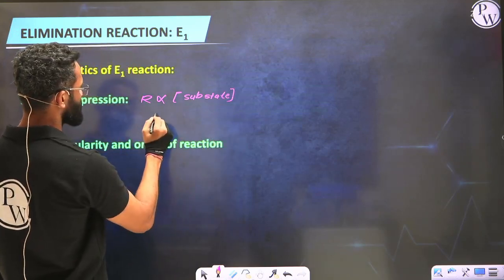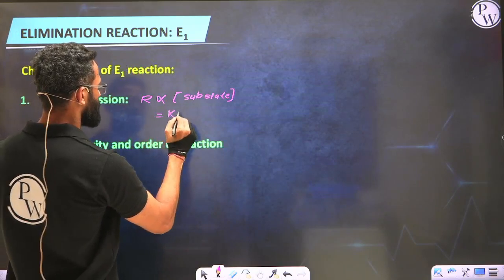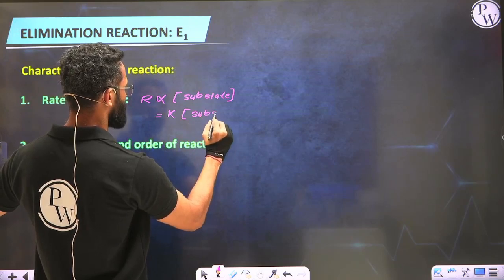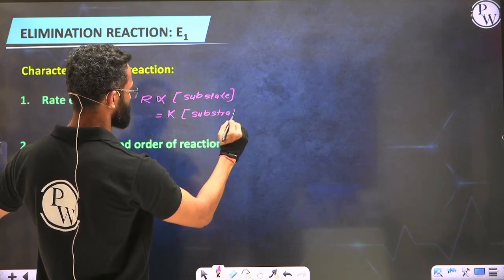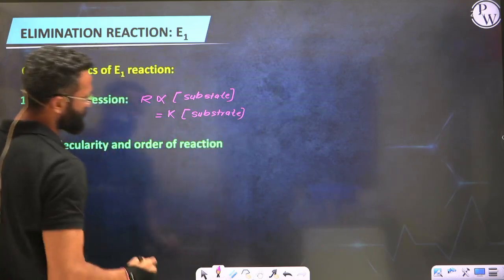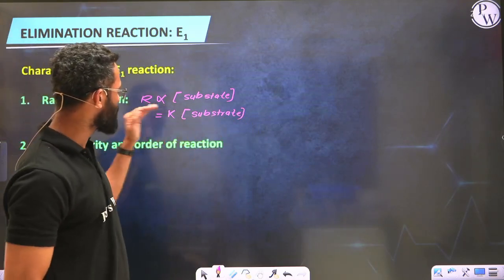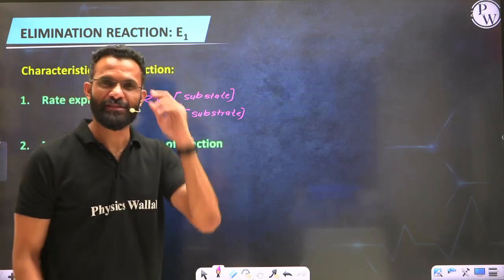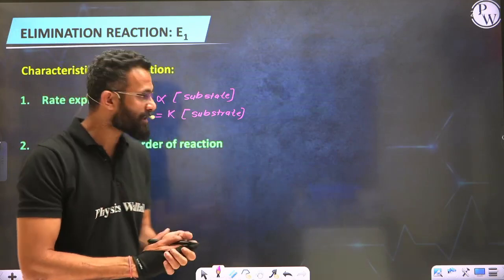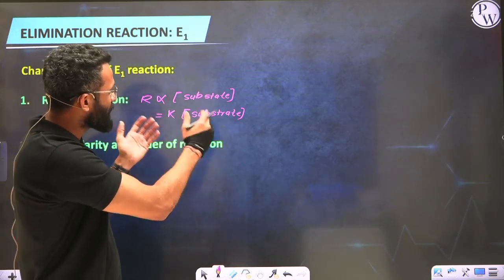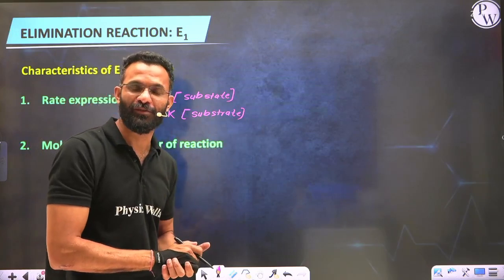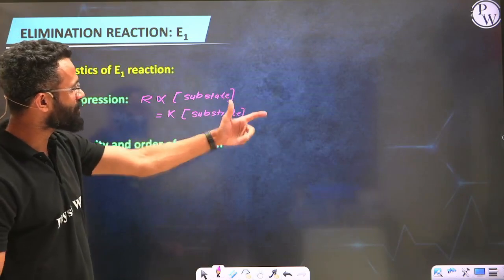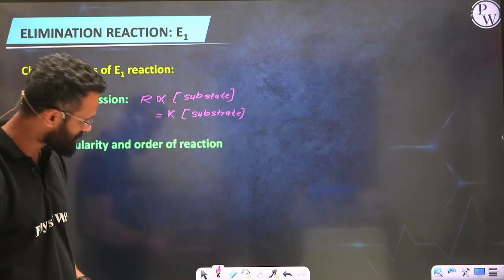Which can also be written as rate is equal to constant K into molar concentration of substrate. That indicates by altering the concentration of substrate, the rate of reaction will also be altered. But changing the concentration of base will have no impact on the rate of reaction, because the rate expression does not involve the concentration of base. So guys, the rate of E1 reaction mechanism is independent of the concentration of a base.